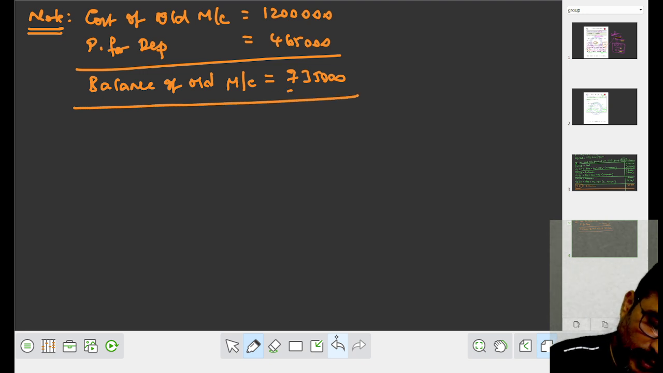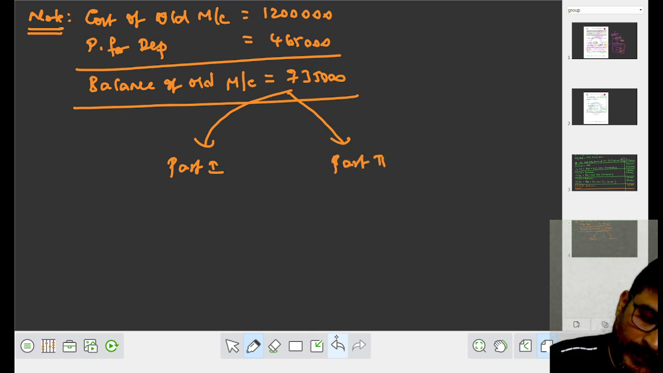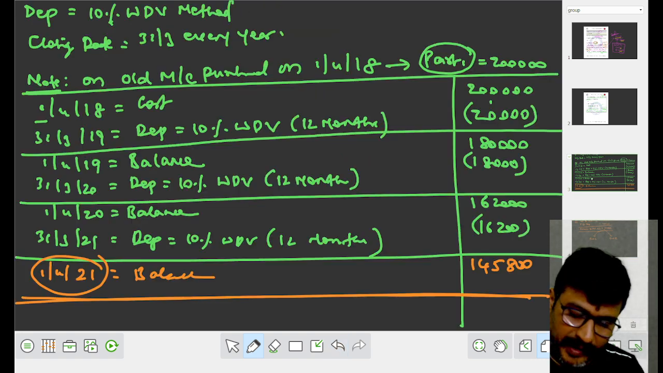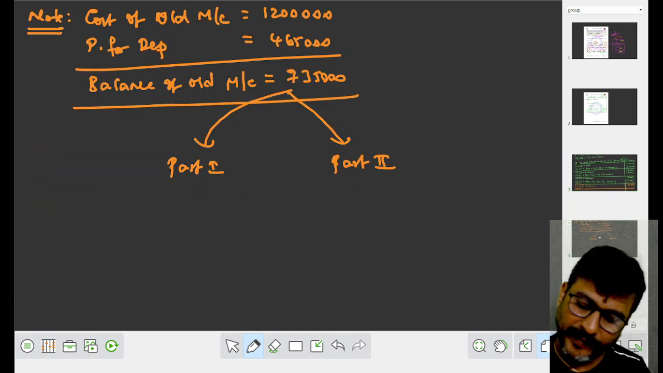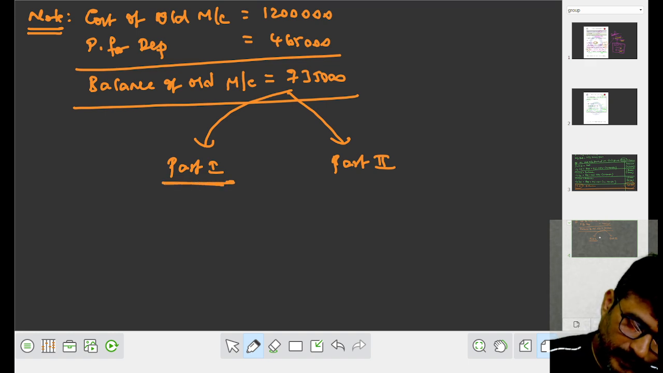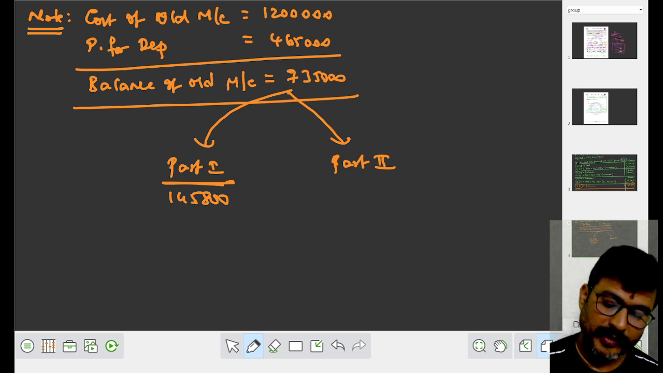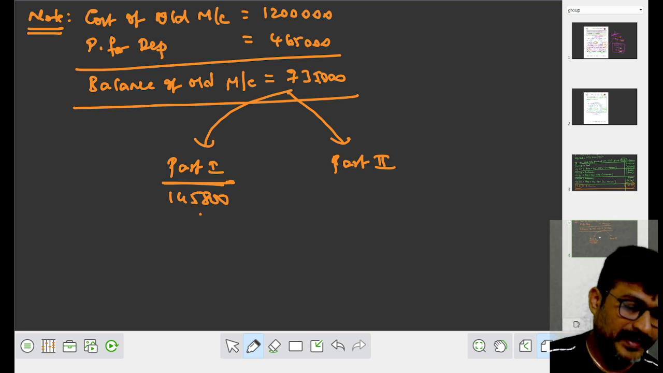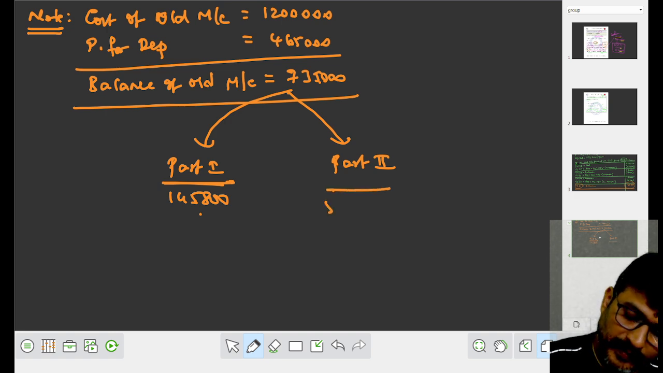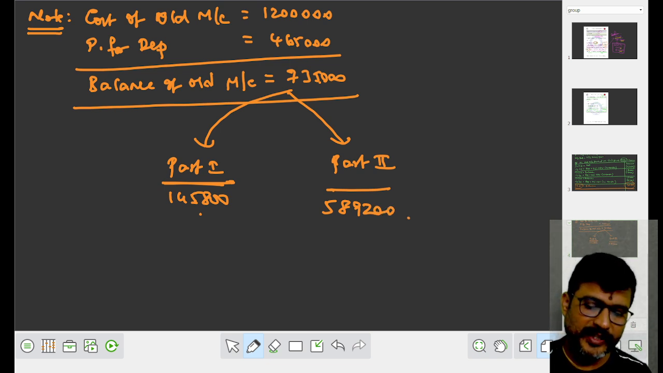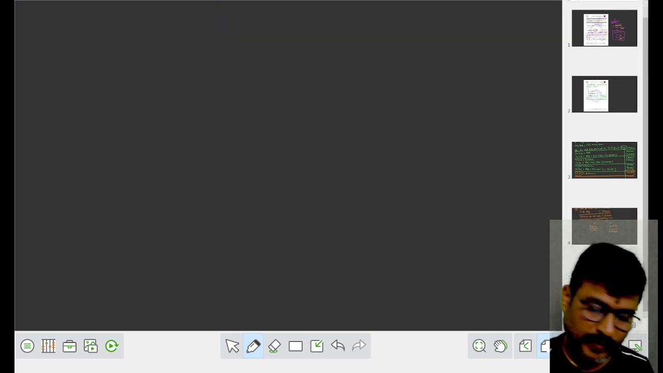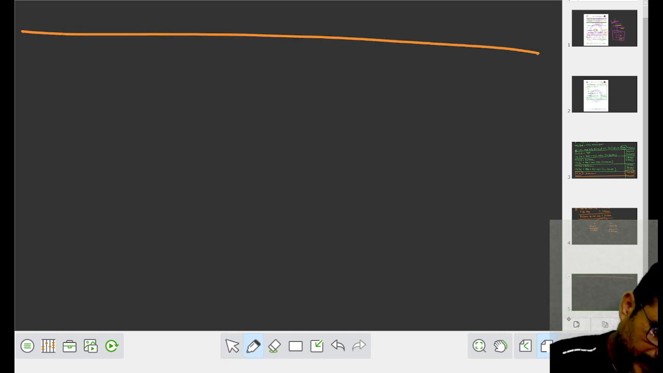Okay, here I have to go for part 1, part 2. What is the balance of part 1? 1,45,800. Then part 2 will be how much? 7,35,000 minus this. It comes to 5,89,200. This is about your old machine. Now what to do? Now I go for the table.